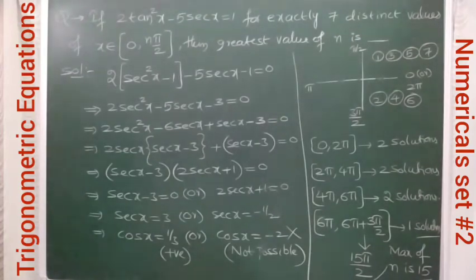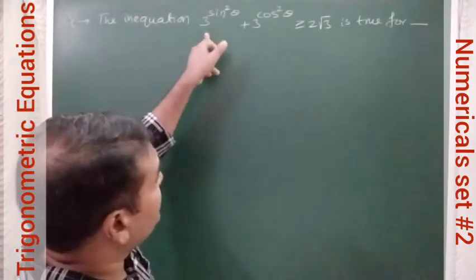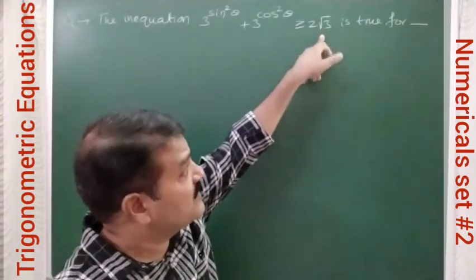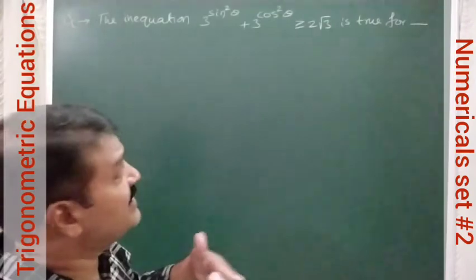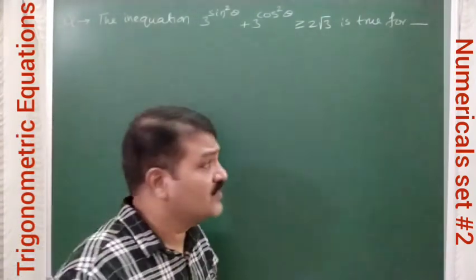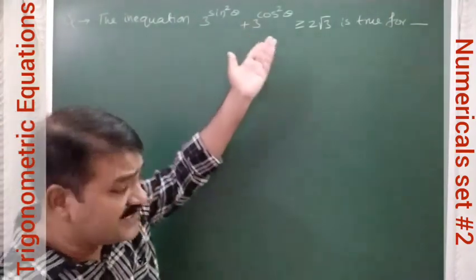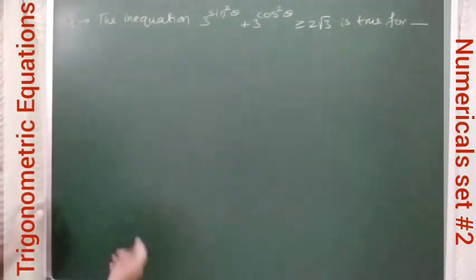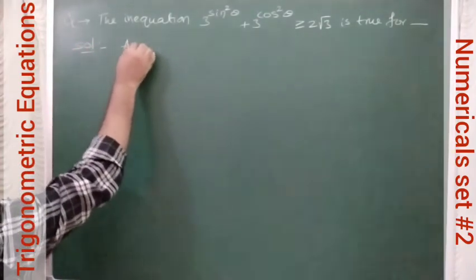Okay, so let us go to the next question. The inequation 3 power sine square theta plus 3 power cos square theta is greater than or equal to 2 root 3. It is true for which values of theta? That is the question, because theta is the variable. Now we cannot solve this inequality directly. So in order to get the condition, we will try to use the AM greater than or equal to GM inequality.